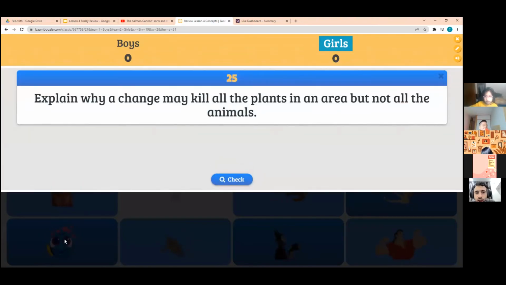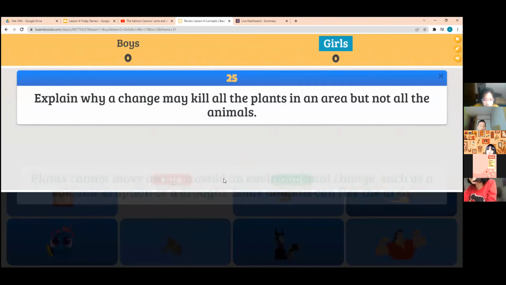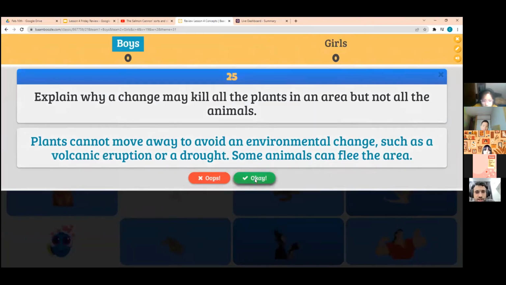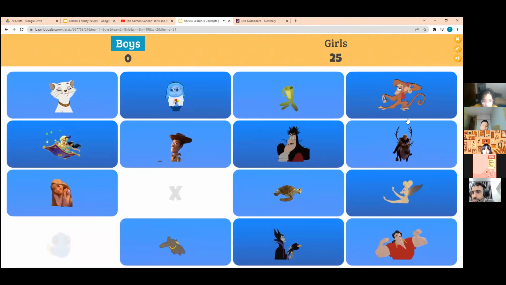Okay, explain why a change may kill all the plants in an area, but not all of the animals. Why will all the plants die, but not all of the animals? Like a volcano. The animals can run. Yes, animals can run. Plants cannot move. Animals can. Very good, girls. Girls get some points.